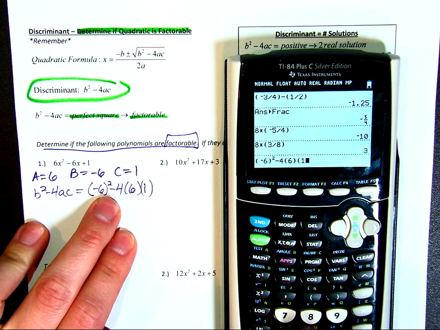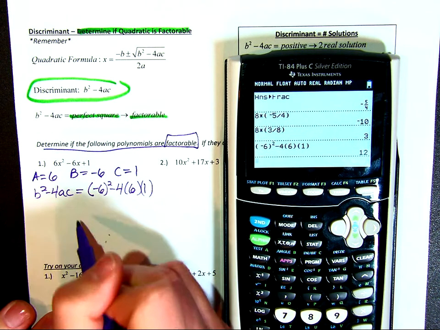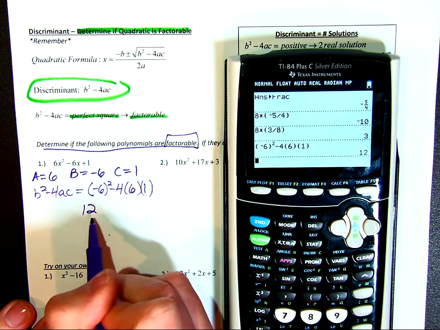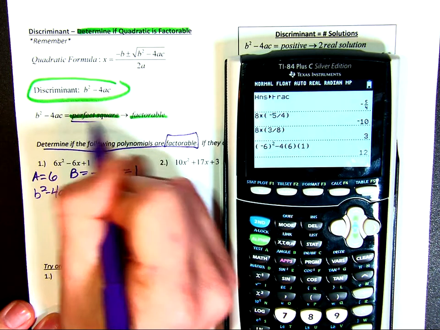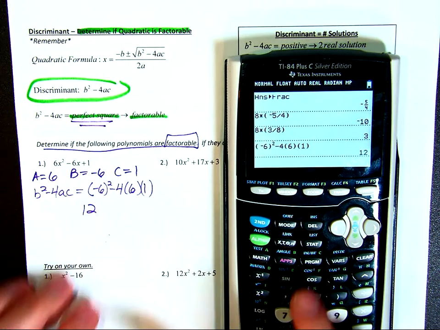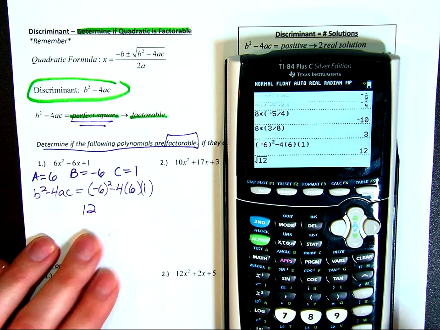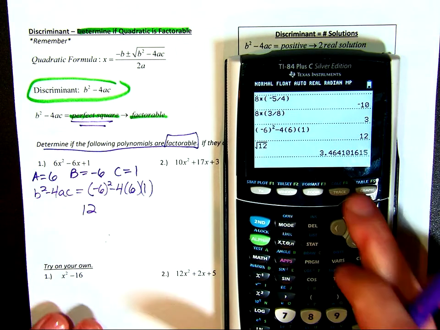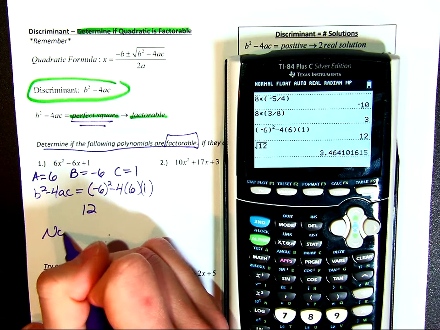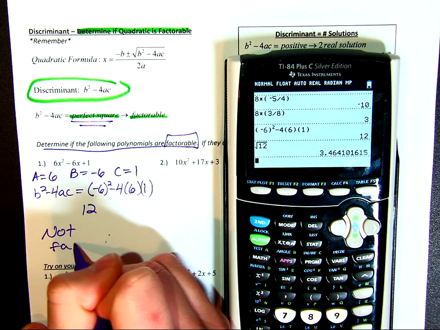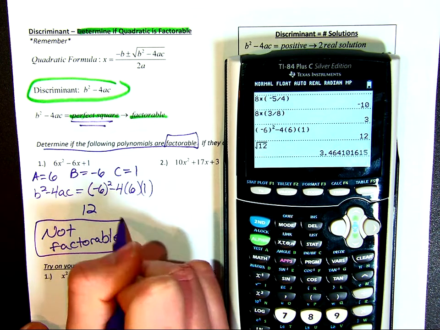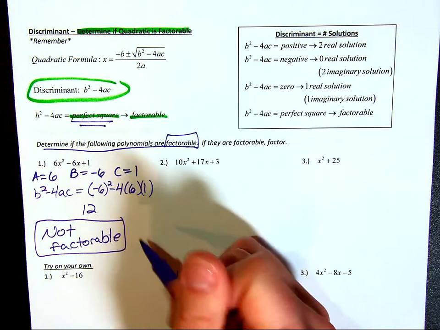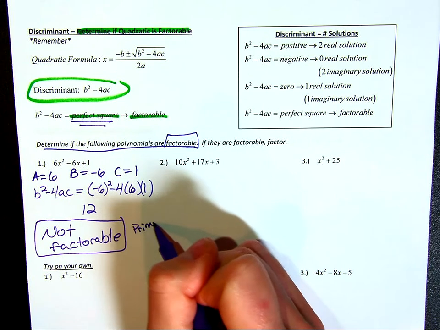And we would get 12. So 12 is my discriminant, so we have to decide, is 12 factorable or not? It has to be a perfect square to be factorable. In other words, I have to be able to take the square root of it and get an even number. I cannot, so this one is not factorable. Or, in other words, it is what we called from before, prime, because you cannot factor it.